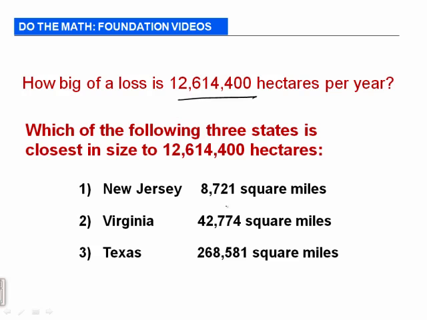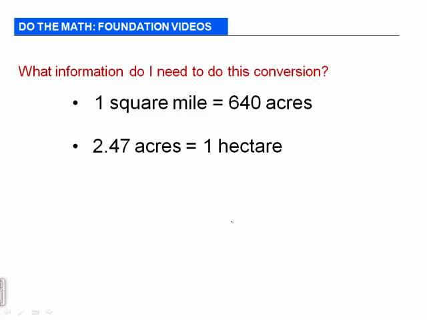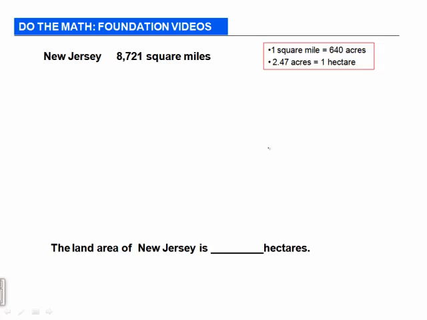Let's compare that to the number of square miles in 3 states, New Jersey, Virginia, and Texas. You can see how many square miles there are. So what we're going to essentially do is convert the square miles of New Jersey to hectares, Virginia to hectares, and Texas to hectares, and compare which one is closest. We need a couple pieces of information. Number one, that a square mile is 640 acres, and then 2.47 acres is 1 hectare. If we know that, we can solve this problem relatively easily. So let's start with one state at a time.